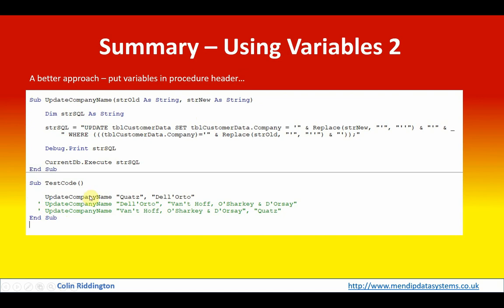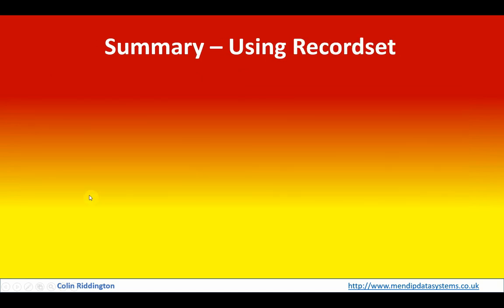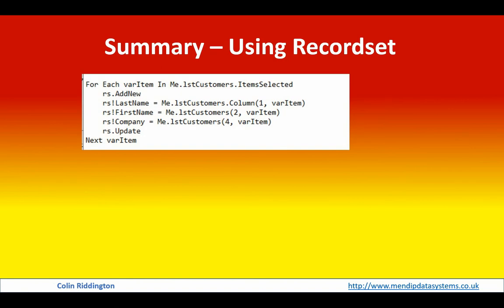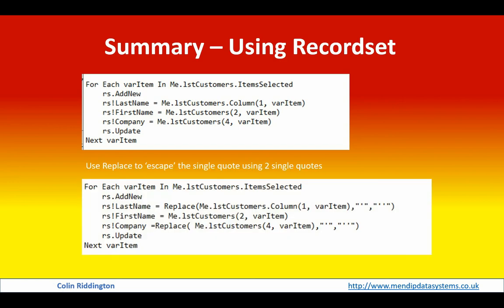Now I mentioned record sets earlier. If we've got a record set, we might want to actually transfer values from a list box into a table, or to update the values from the list box into a table there, and that's fine if we've got no apostrophes, but if we have got apostrophes, we do exactly the same sort of replacement as before. That will work in the same way as I showed you earlier, and that's just about all I want to tell you today.